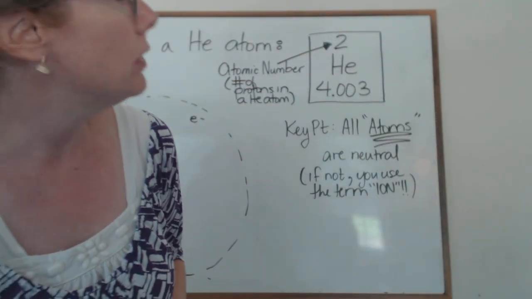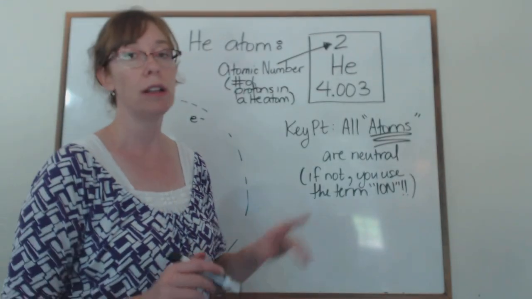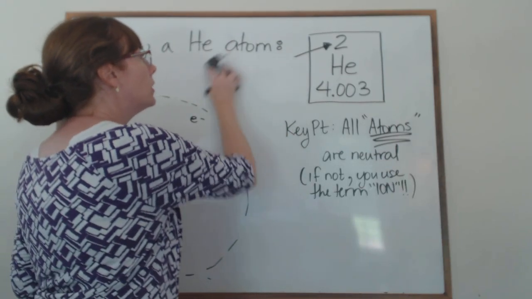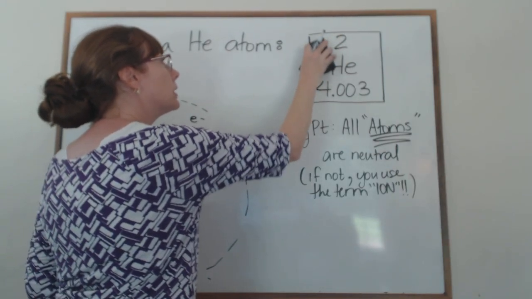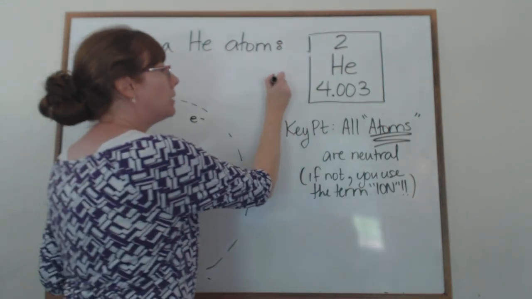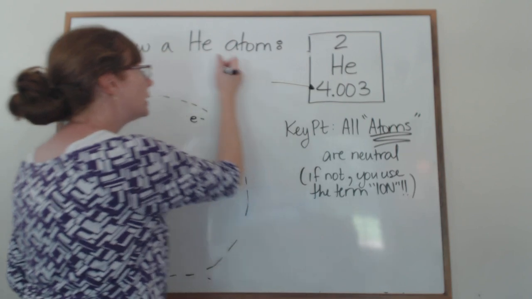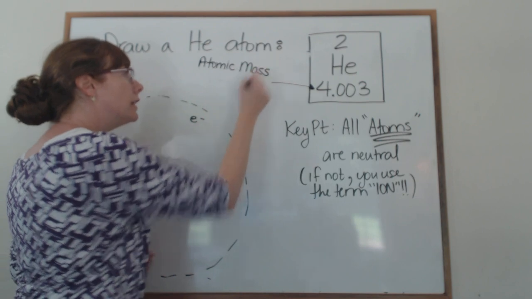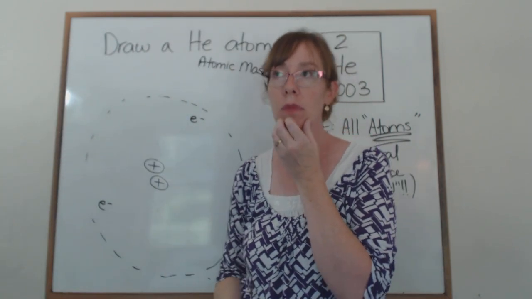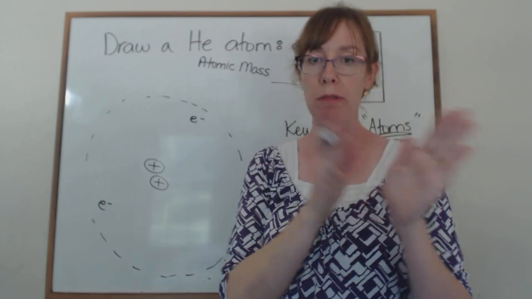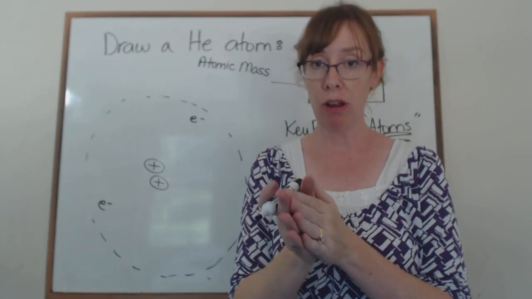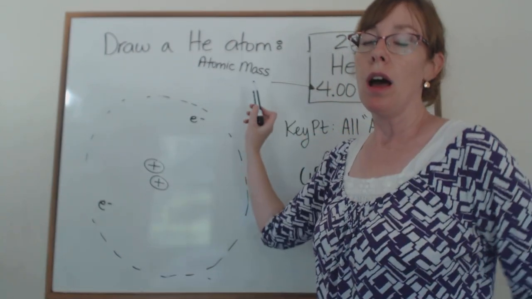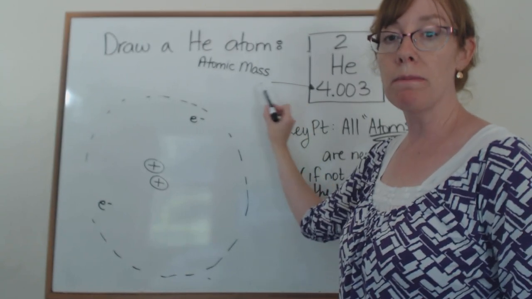Now the last thing we have to do is add the neutrons, and that's going to be what this number here is for. We talked about the atomic number. That's the number of protons. This number here is called the atomic mass. The atomic mass. Now, it's also called the molar mass, and we will learn that part later. It has two words, depending on what context you're thinking about. You either call this the atomic mass or the molar mass.